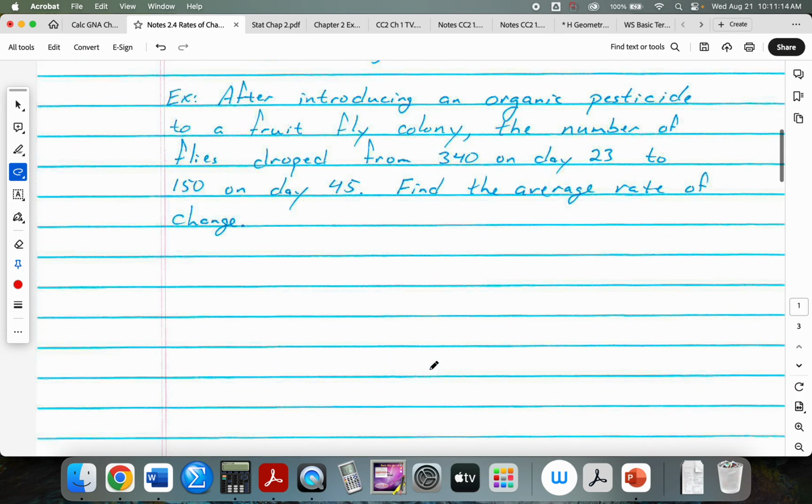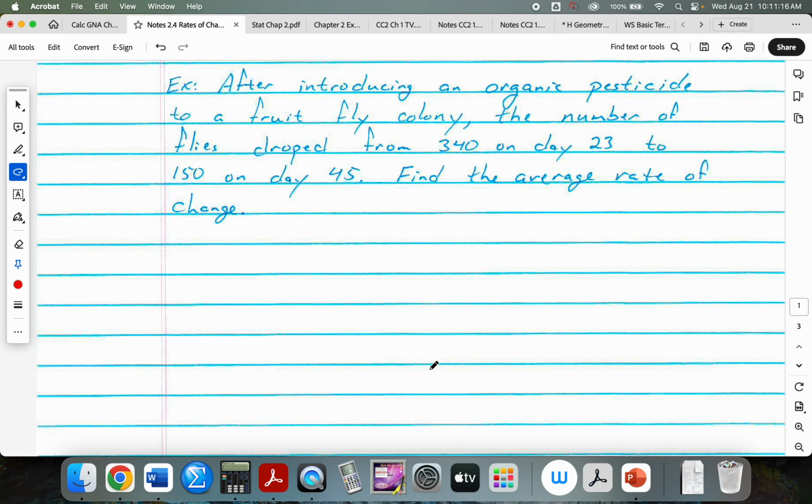So, here we have an example that's not velocity. Sometimes it's hard to come up with ones that aren't. Velocity and acceleration are just great examples for a lot of things. But after introducing an organic pesticide to a fruit fly colony, the number of flies dropped from 340 on day 23 to 150 on day 45. Find the average rate of change.